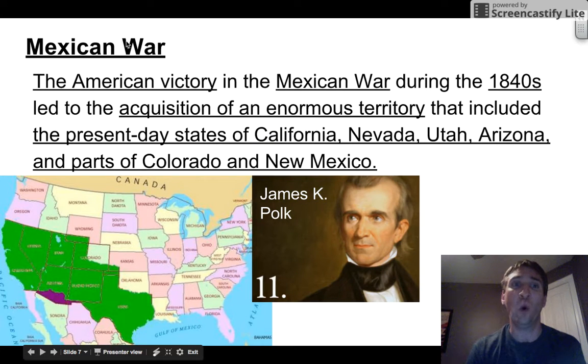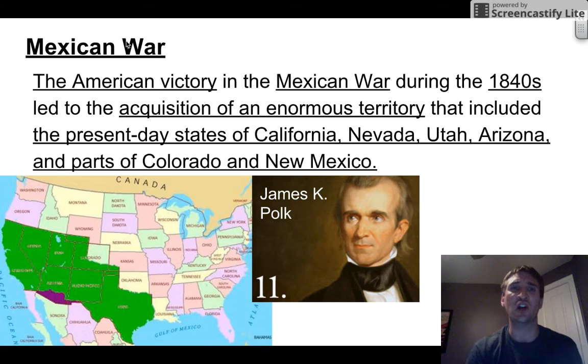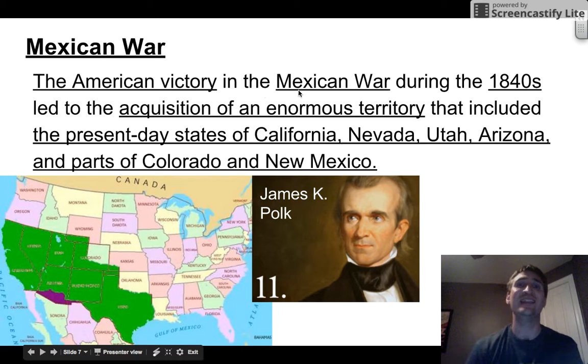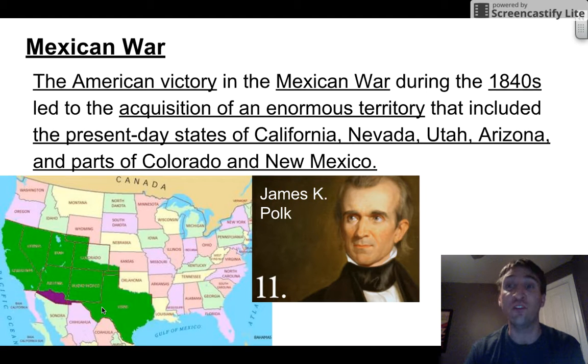The Mexican War. We go further west beyond Texas and talk about a huge chunk of land. The American victory in the Mexican War during the 1840s led to the acquisition of an enormous territory that included the present-day states of California, Nevada, Utah, Arizona, and parts of Colorado and New Mexico.